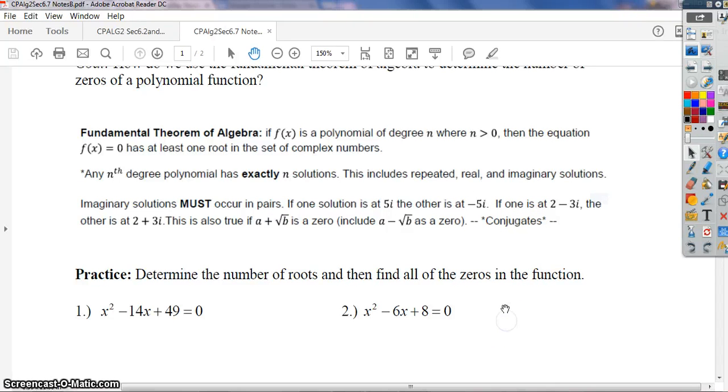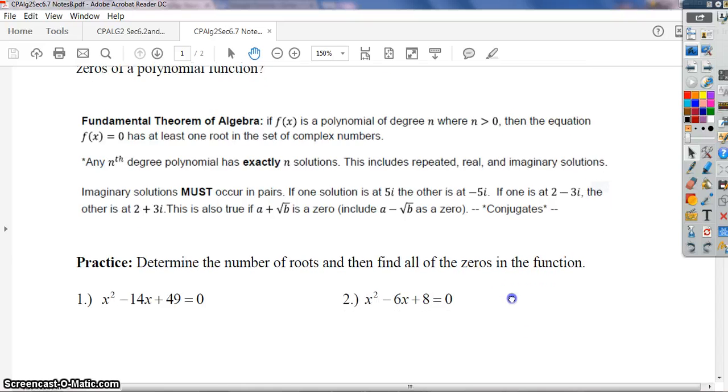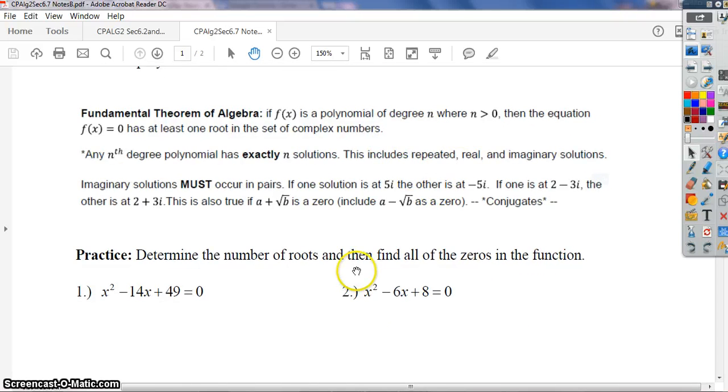If you have something that has 5 answers, you can have 4 imaginary answers and 1 real, or 2 imaginary answers and 3 real, or 5 real answers. You can never have an odd number of imaginary answers. It's basically what this is saying.